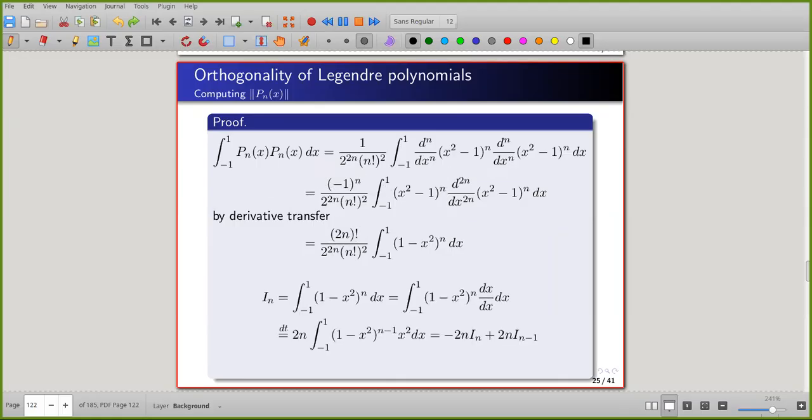Now we denote this integral by I of n, and we will get a recursive formula for I of n. Okay, so that is our strategy. So how do we do this? We look at I of n. By definition, it's the integral from minus 1 to 1 of 1 minus x squared to the power n dx. This I can write as the integral from minus 1 to 1 of 1 minus x squared to the power n times dx by dx, which is the derivative of the function x. So once again, we are going to use derivative transfer, I hope.